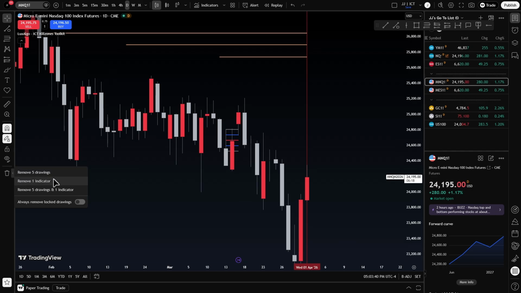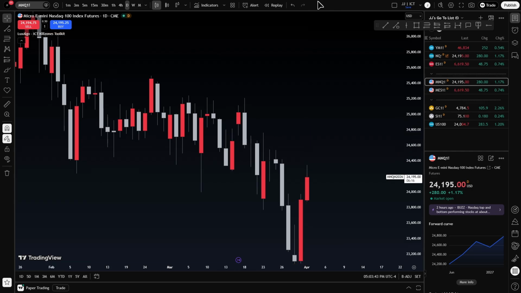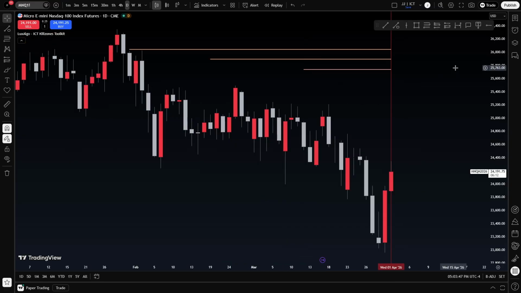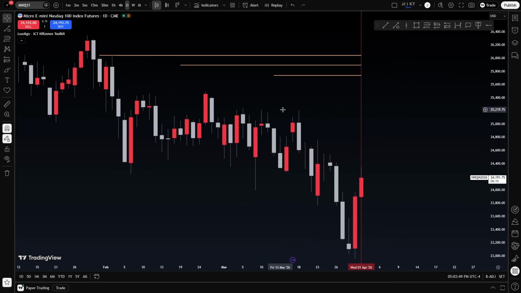I didn't mean to do that, I meant to delete this. Let me get this out of the way, and now here we go. Just looking here, all we're going to do is simply identify arrays. That's it. We're just going to identify them, draw them out, and see how price actually respects them in a sort of algorithmic way.